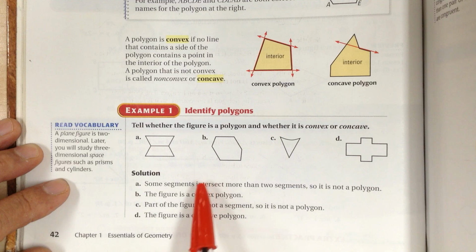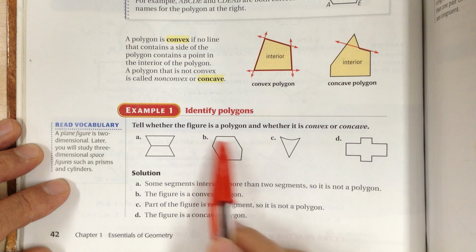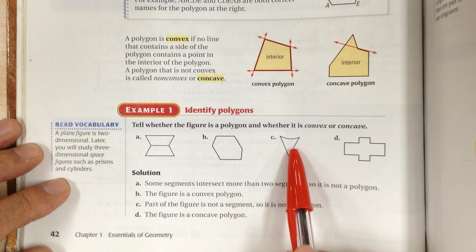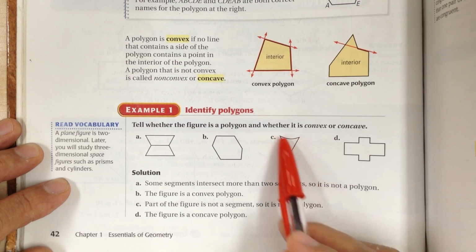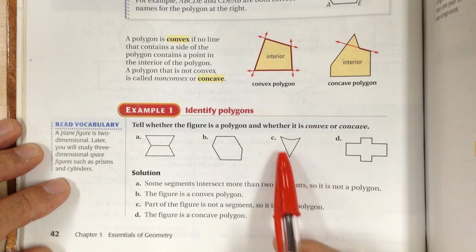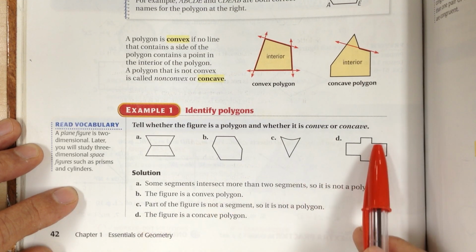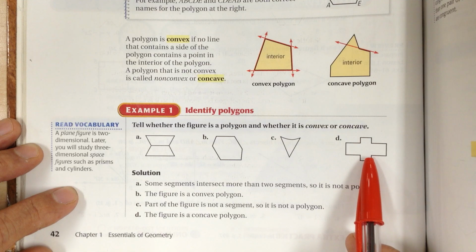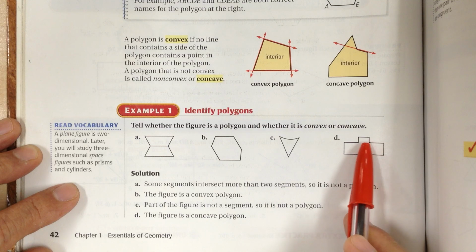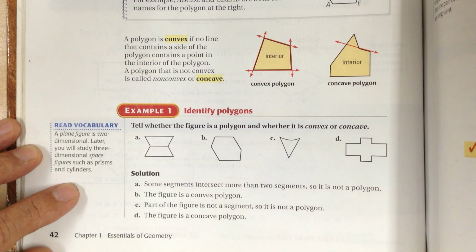B, this is a polygon because each side only intersects 2 other segments. Part C, this is not a polygon because one of the sides is not a segment. See, this side is curved. A segment is straight, right? So this is not a segment, so it's not a polygon. D, this is a concave polygon because if you draw this side and extend it, it goes to the inside. So this is a concave polygon.